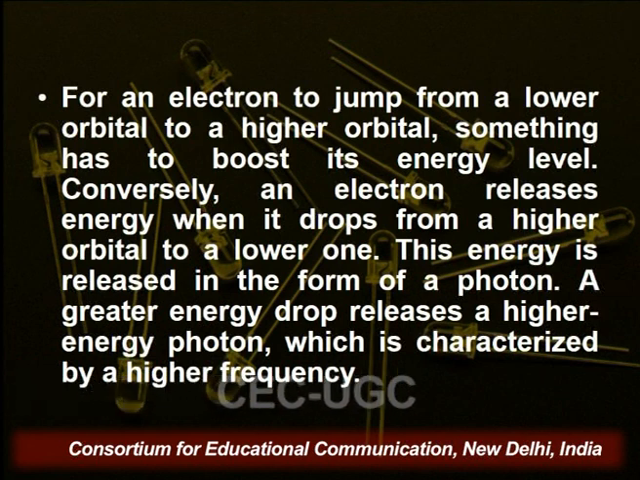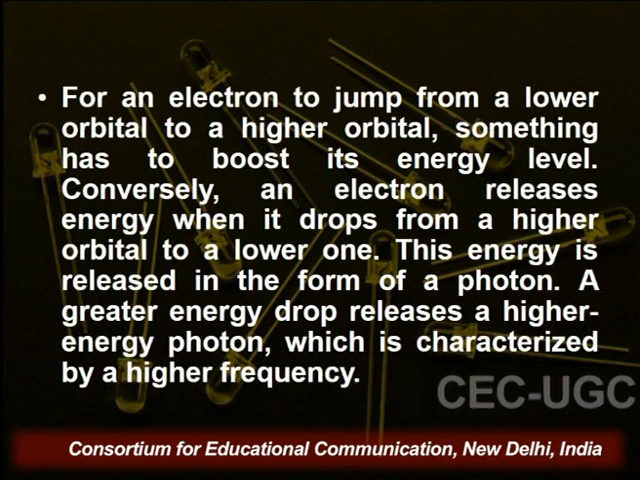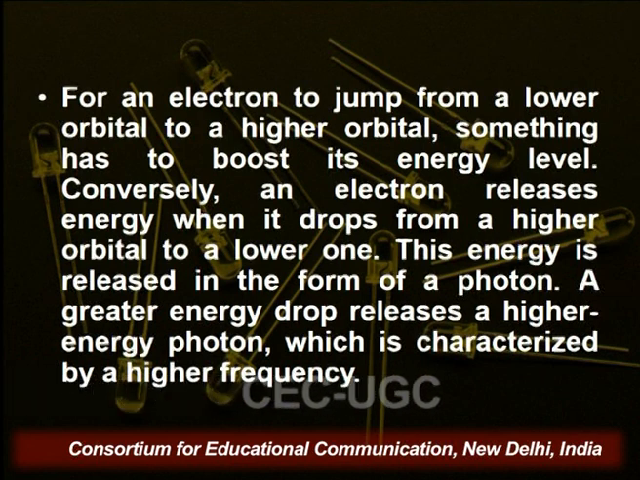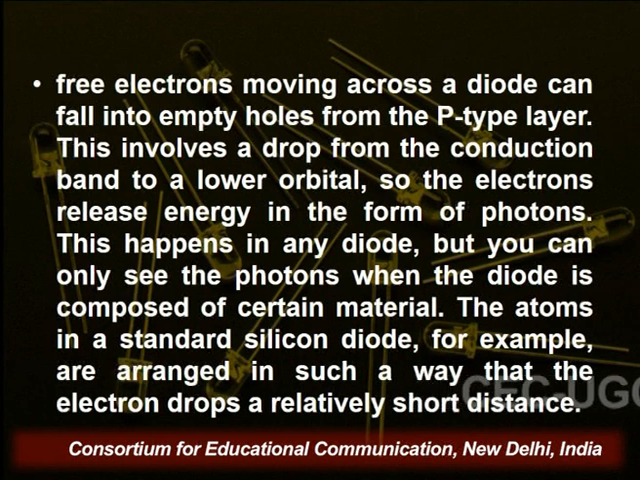A greater energy drop releases a higher energy photon, which is characterized by a higher frequency. So we require more free electrons moving across a diode that can fall into the energy holes from the p-type layer. More and more electrons will move in the diode from the n-type to the p-type. This involves a drop from the conduction band to a lower orbit, so the electron releases energy in the form of a photon.